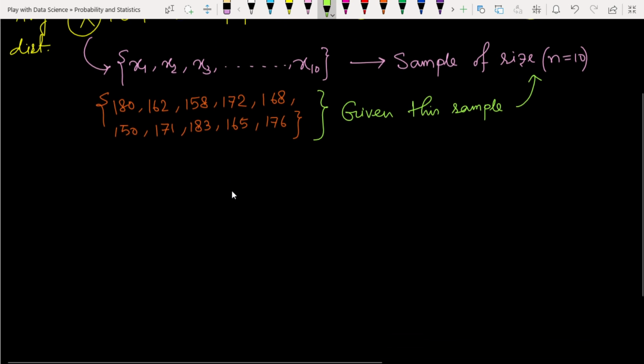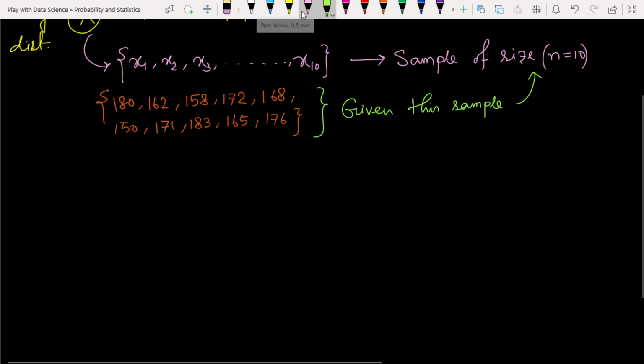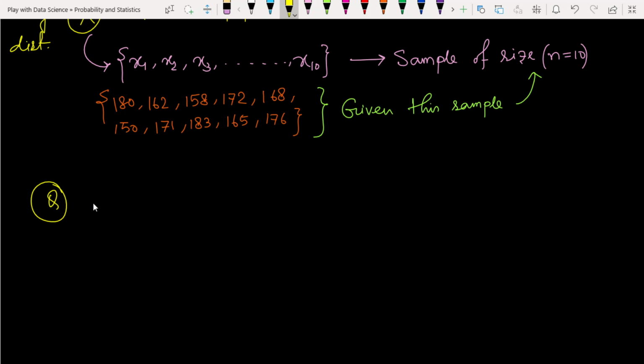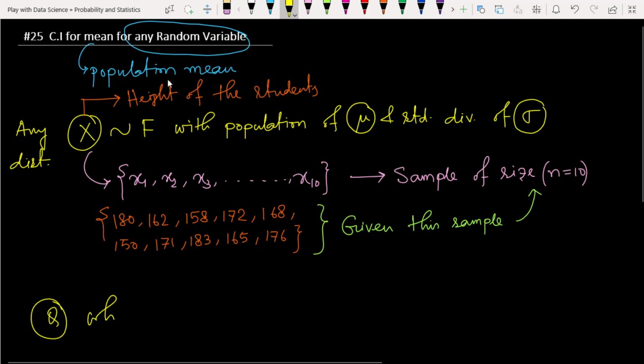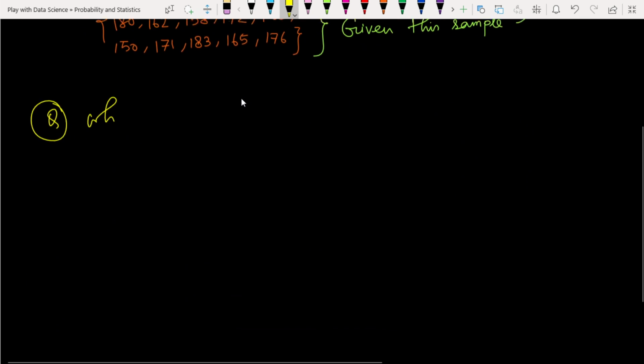Now the question that arises in our mind is: what is the 95% confidence interval of our population mean? Because if it is a normal distribution, then using the normal tables we can find its confidence interval. But if we don't know anything about this distribution, then how can we find this?